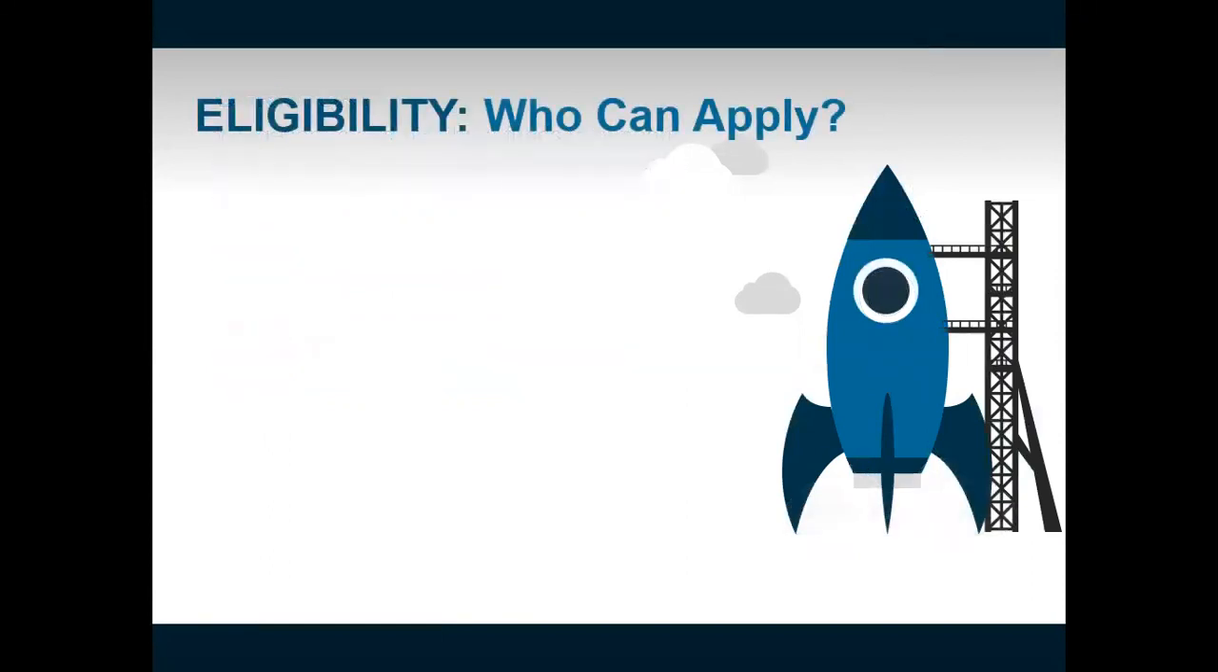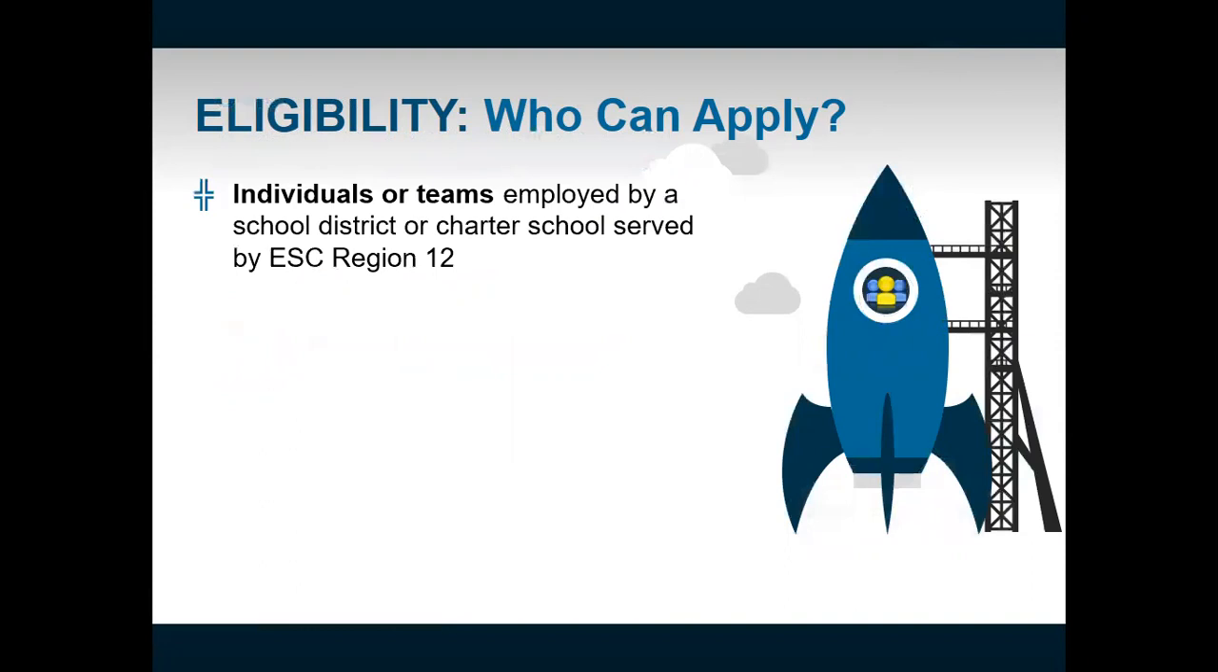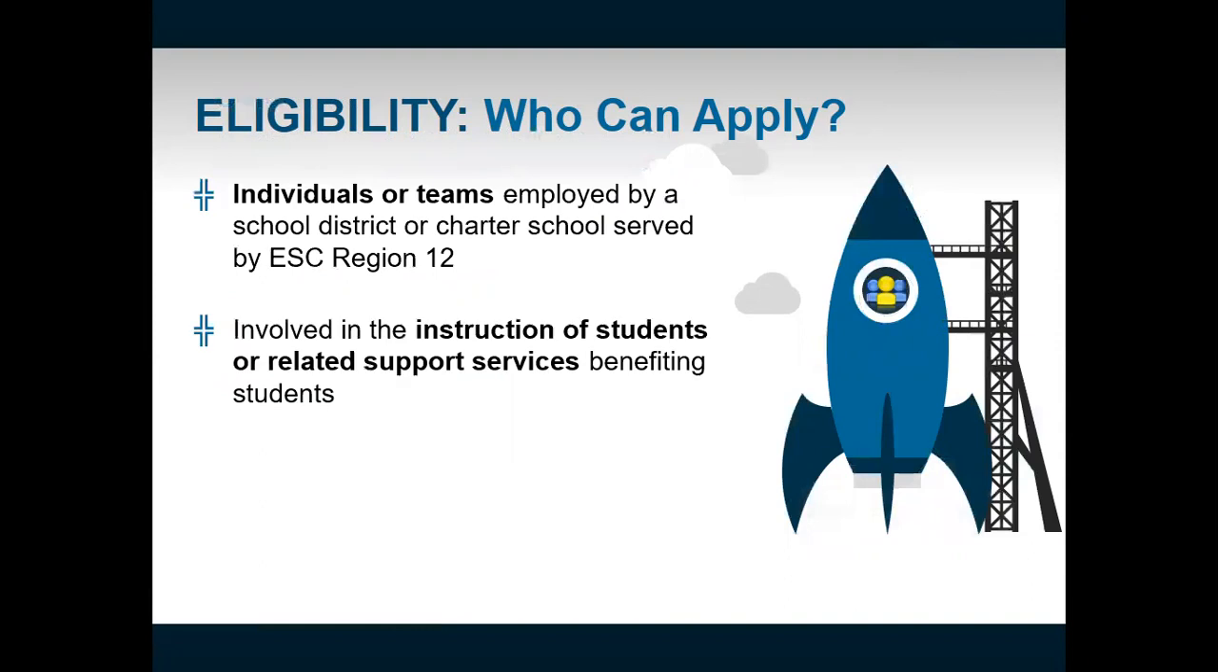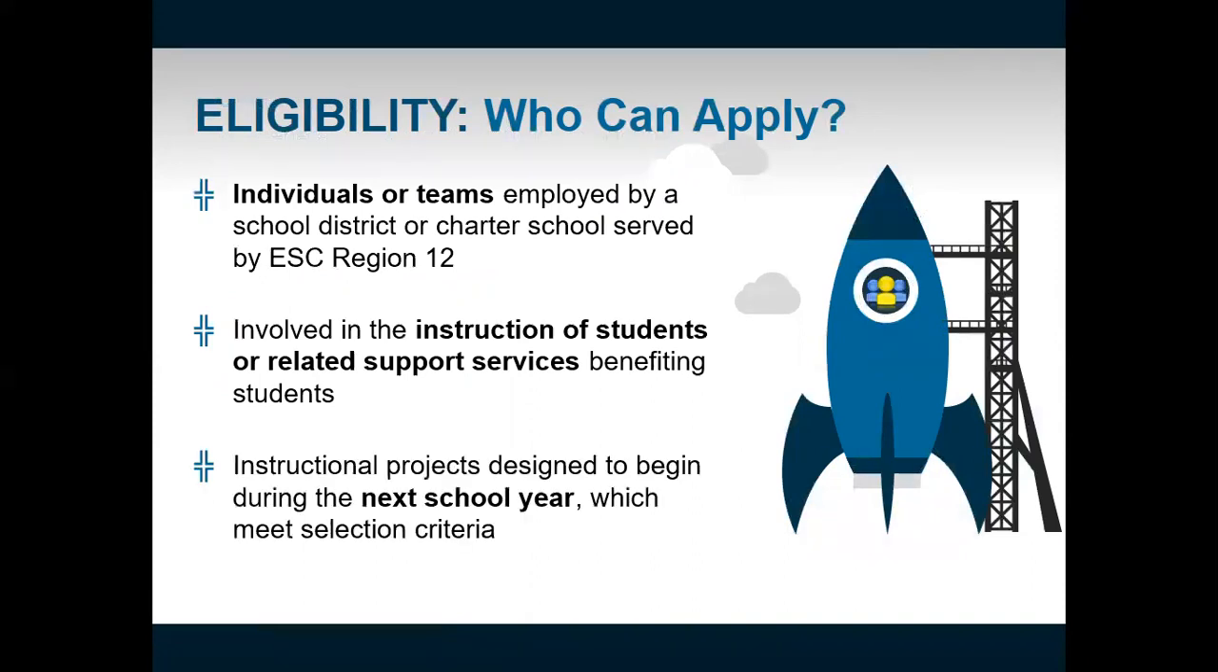So who can apply for the grant? We have several different ways that you can apply for a grant. Through Region 12, we have individual grants or teams. You need to be employed by a school district or a charter school that is served by our region. And all of the projects and all of those that apply need to be involved in direct instruction of students or related support services that benefit the students in the service area of Region 12.